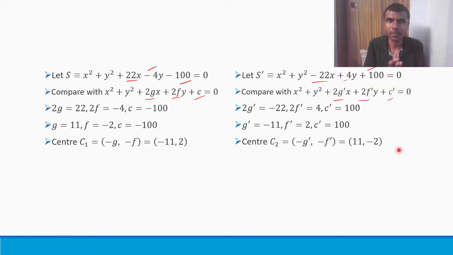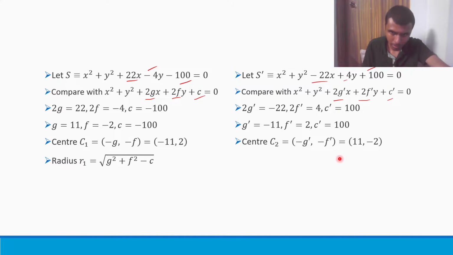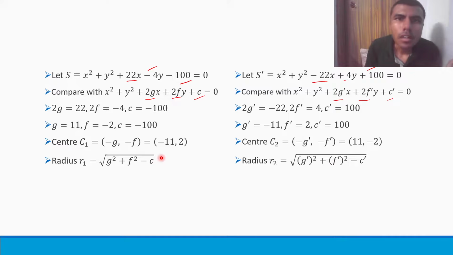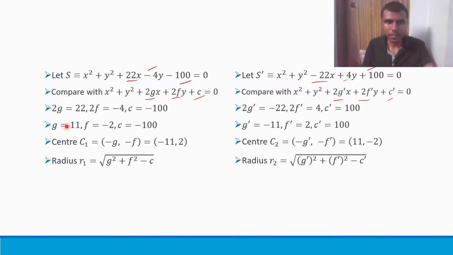Now, the radius formula, do you know? The radius formula is under root g square plus f square minus c. So radius r1 is under root g square plus f square minus c. Here also radius r2 is under root g dash square plus f dash square minus c dash. Just substitute. g is 11, so g square is 11 square. What is 11 square? 121.